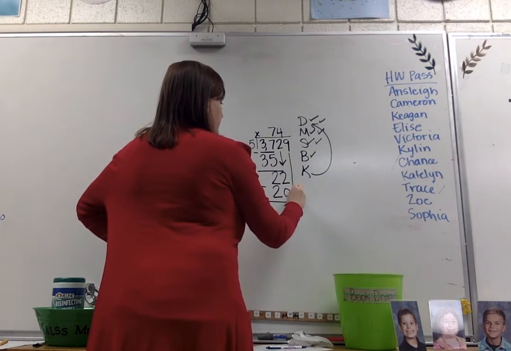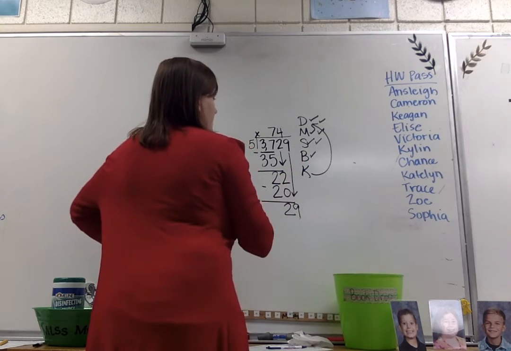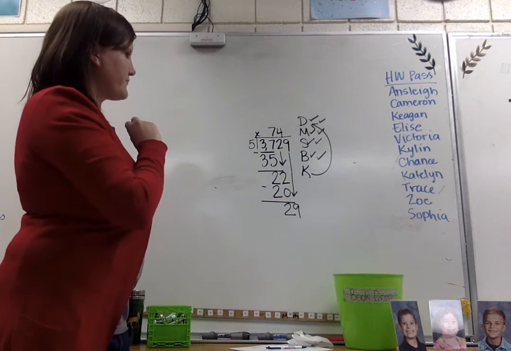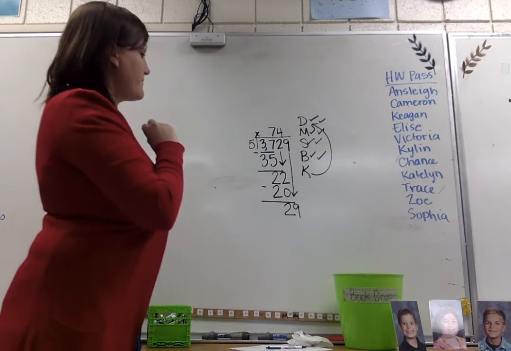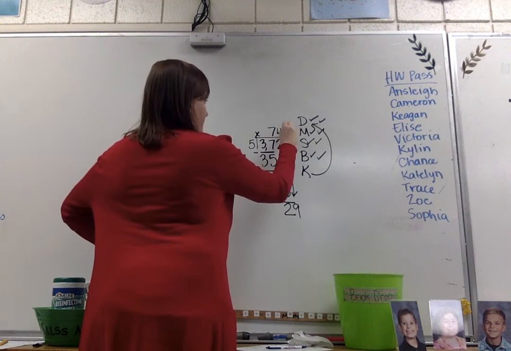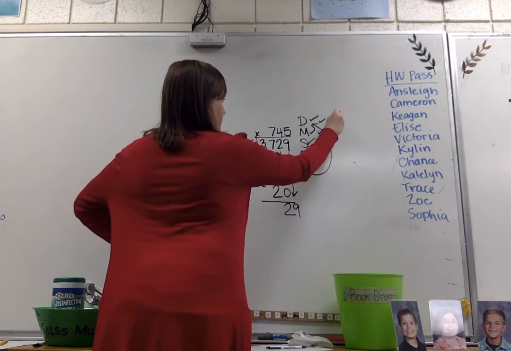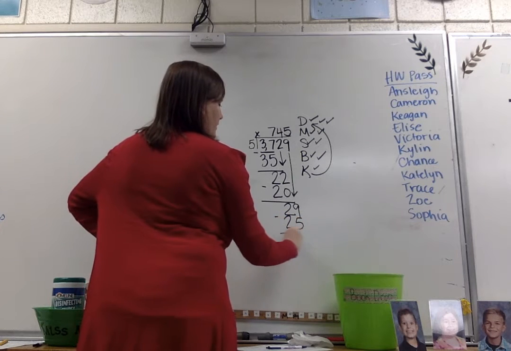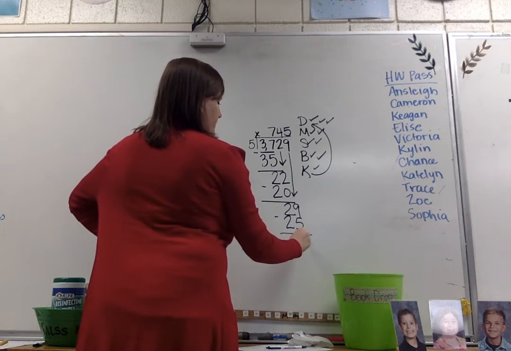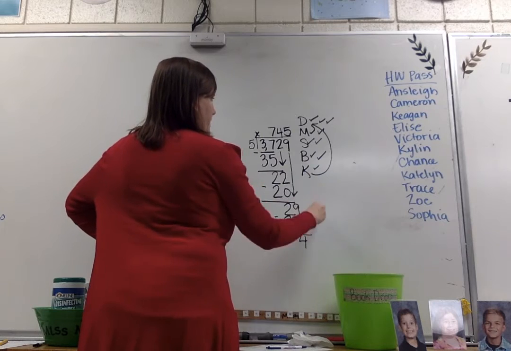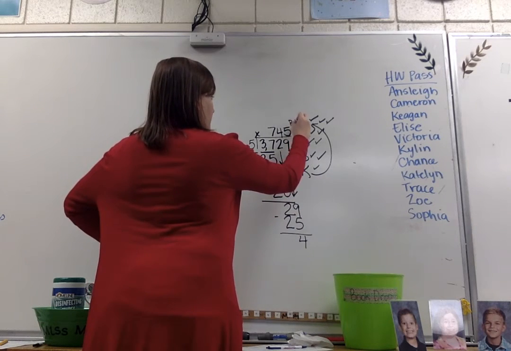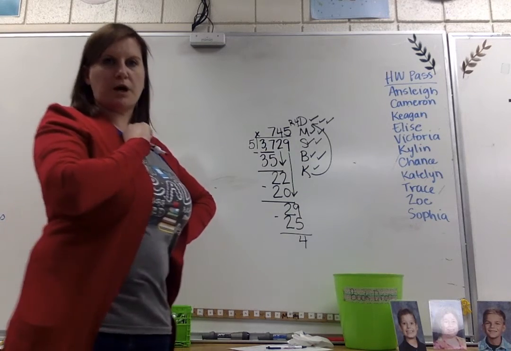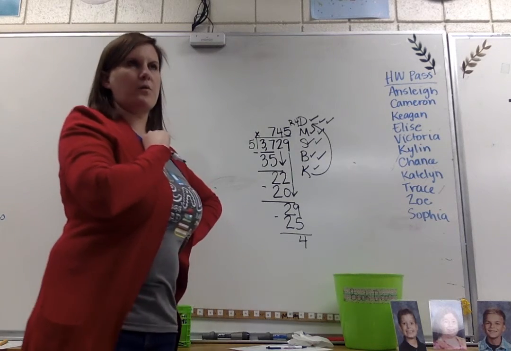B tells you to bring down the 9. So since I brought down, I'm going to keep going. 5 will divide into 29 5 times. 5 times 5 equals 25. Here's where that multiplication really helps. 29 minus 25 equals 4. Nothing to bring down, so this will be my remainder. 745, remainder 4.